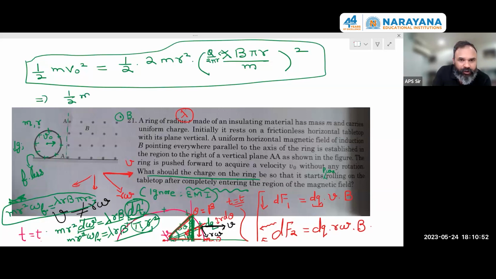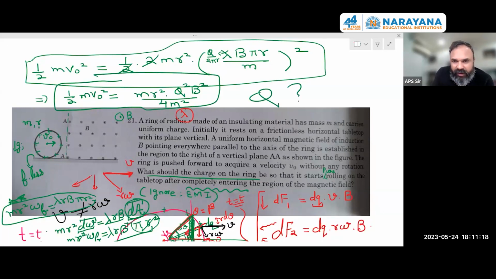One more step and then I'll leave this question. It is half m V naught square is equal to, this cancels, so it is m r square. What I'm getting from the bracket is I'll have a q square B square. This term, this pi r will cancel out. And I'll have a 2. So I'll have 4 m square. Just calculate q from this and that will be the answer to the question. m, V naught, R and B are all given to you.